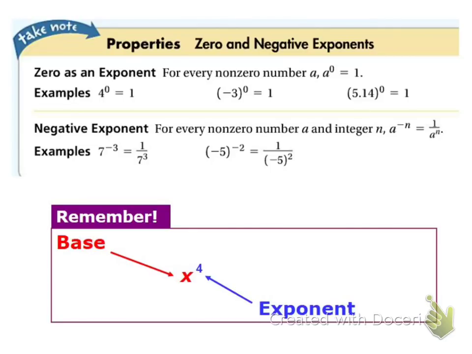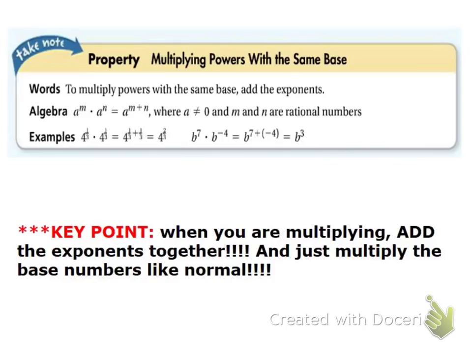When you have a base raised to the 0 power, it is equal to 1, so anything to the 0 power is 1. When the same bases are multiplied together, you should add the exponents. I think that's the one that we did before here.